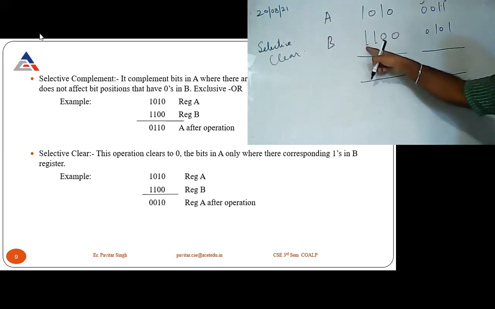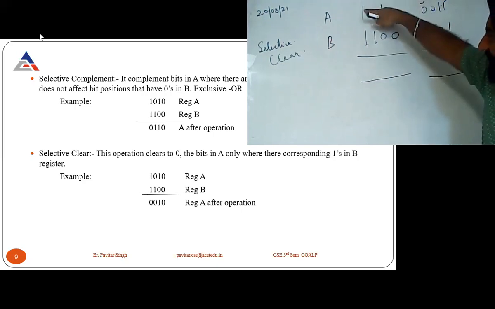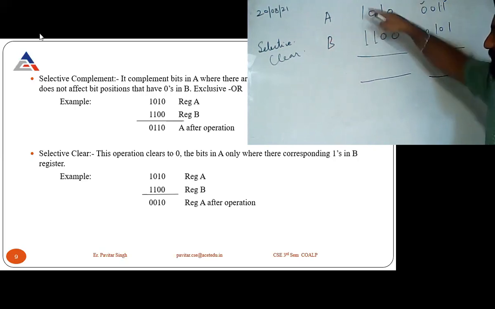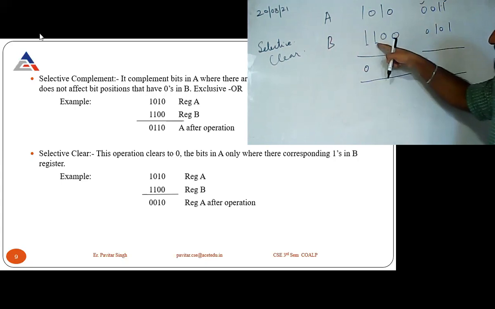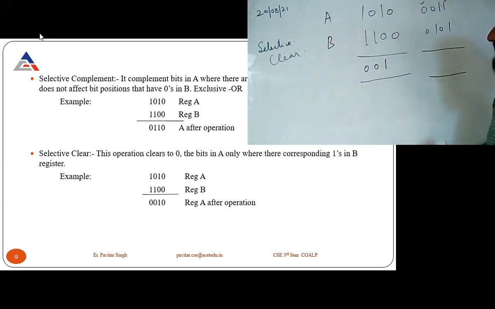So here is 1, so you will make it 0. You have to clear it. Again for this it is already 0, 0. And for 0 the bit value will remain the same, right? So this will be the answer.